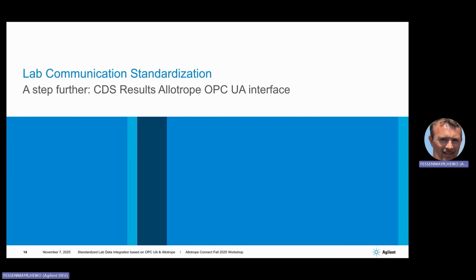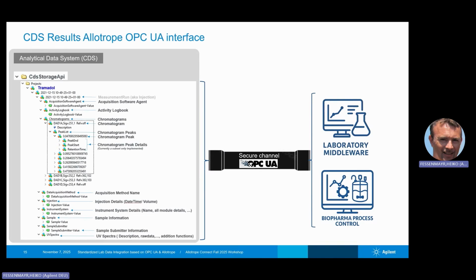But we could go one step further. That means chromatography data systems could expose their results also in an OPC UA information model with the same benefits as described before. So you could have an analytical data system with an OPC UA data hub that can load data from the data system and expose it in an Allotrope-inspired way to the outside world. You can see on the left side how that would look, and then the consumers on the right side could read the data and pick it as they needed.